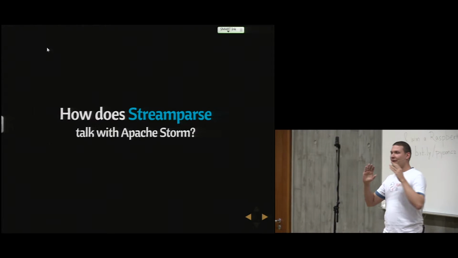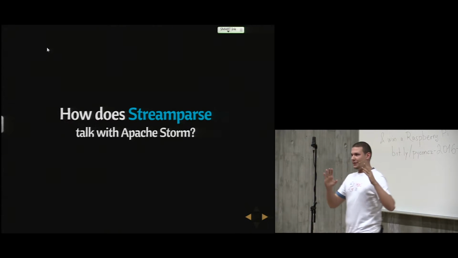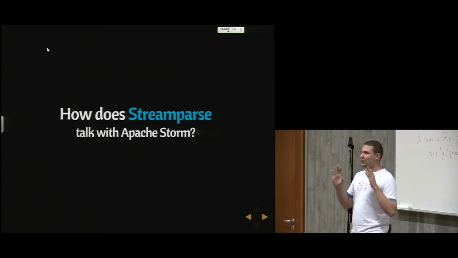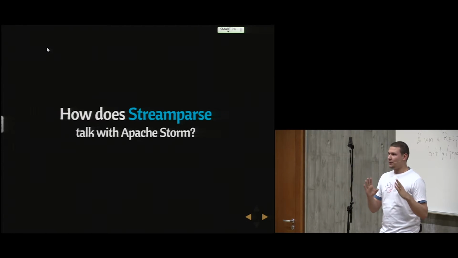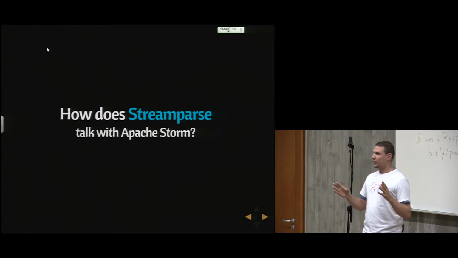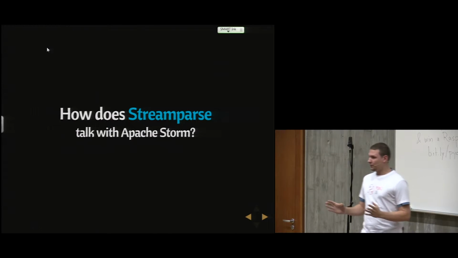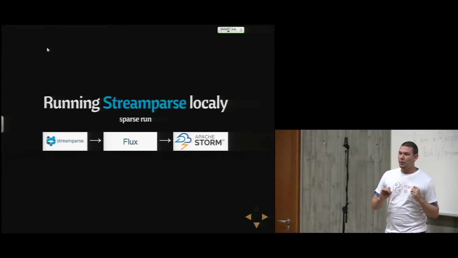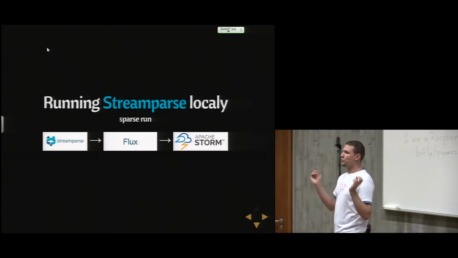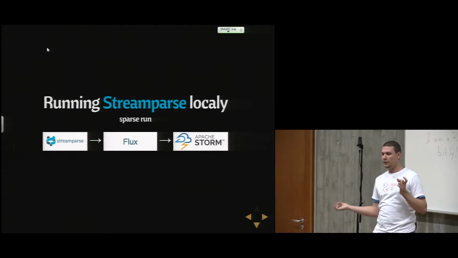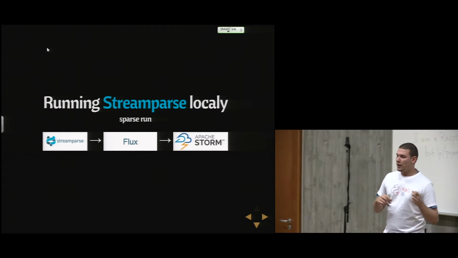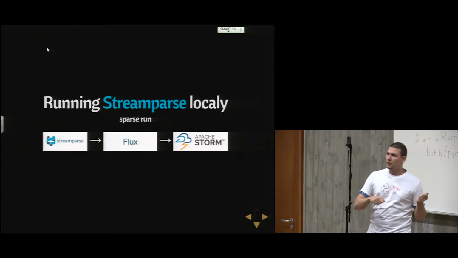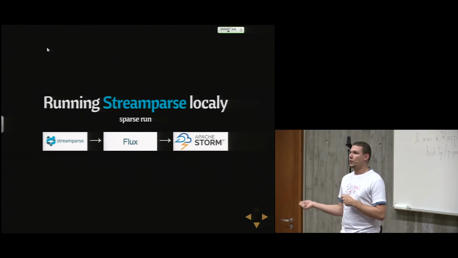So here comes the part that is not that basic, and I'll try to explain. But you don't need to know this stuff to get topology running and working. So bear with me, please. If you run the topology locally, Streamparse takes another component, which is called Flux, and the Flux somehow wraps the things needed and communicates with the Storm, so you can run it in memory.